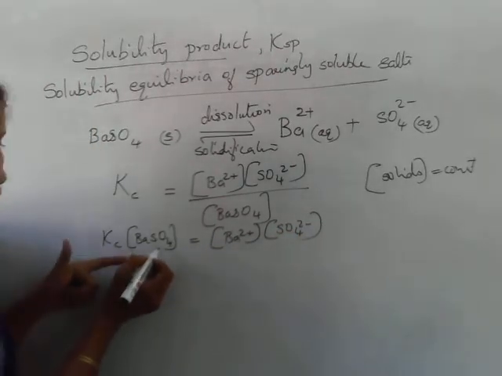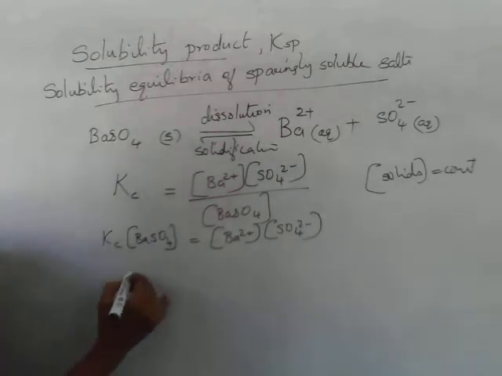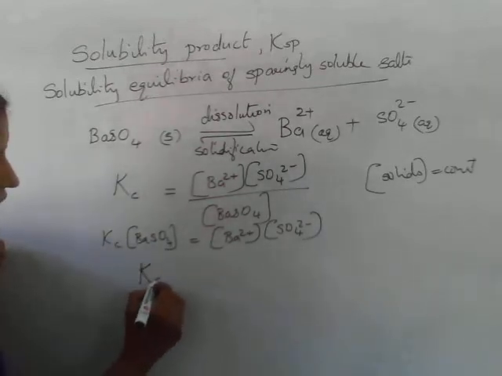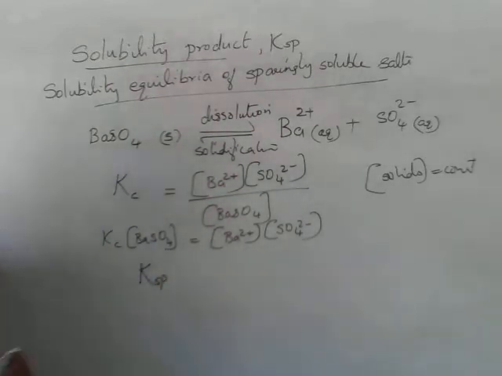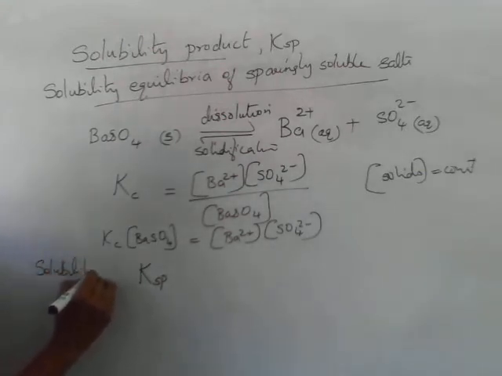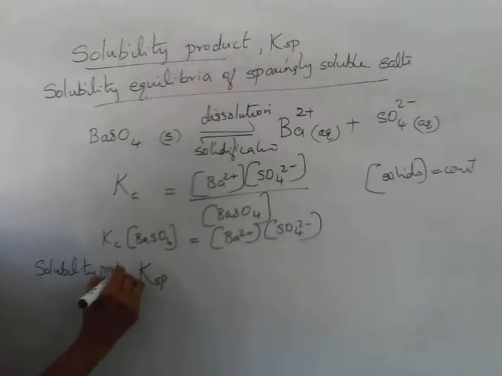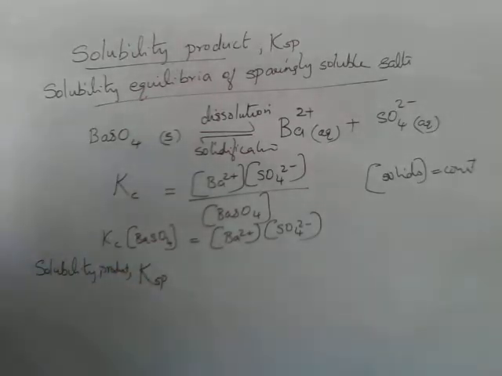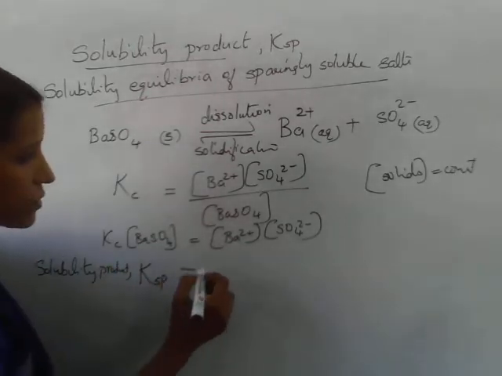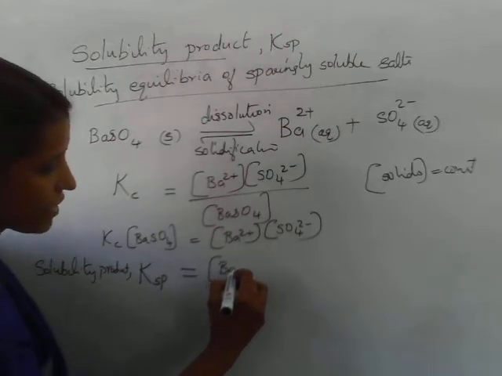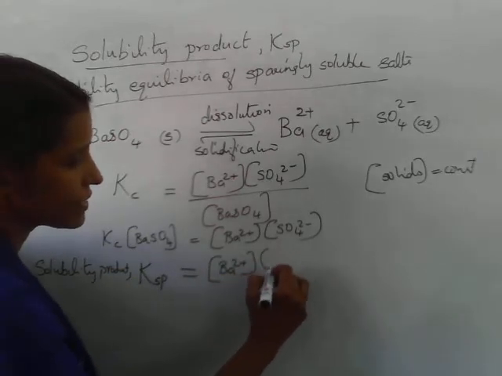Taking a constant times another constant, we get another constant. That constant is denoted as Ksp. Ksp is called the solubility product. The solubility product of barium sulfate, denoted as Ksp, is the product of the concentrations of barium and sulfate ions.